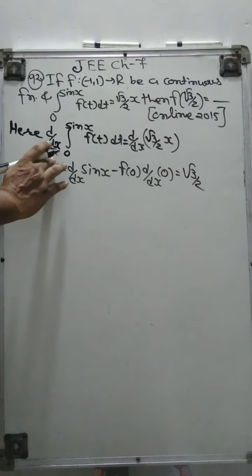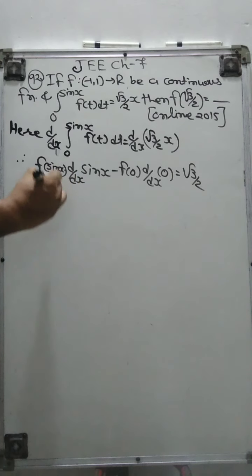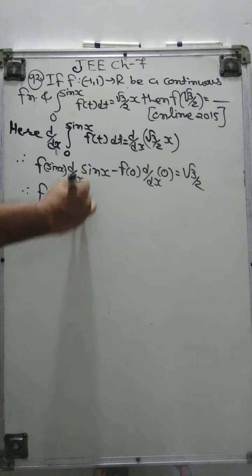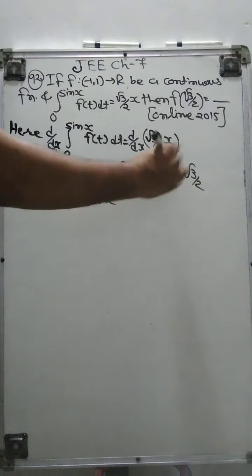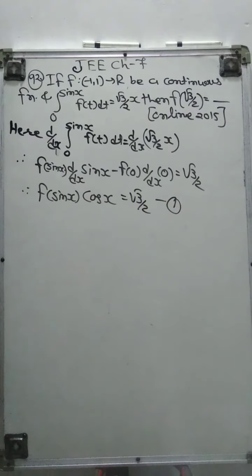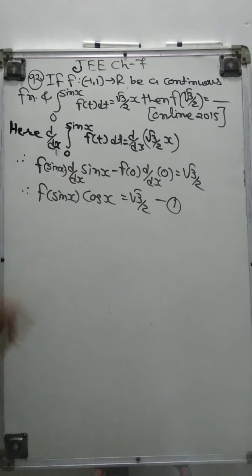Therefore f(t) means f(sin x), not f(t) but f(sin x). So here f(sin x) we put as it is. Derivative of sin x is cos x. This is 0 is equal to root 3 by 2. Now here we want to obtain this root 3 by 2 in this bracket. So therefore we take x equal to pi by 3.